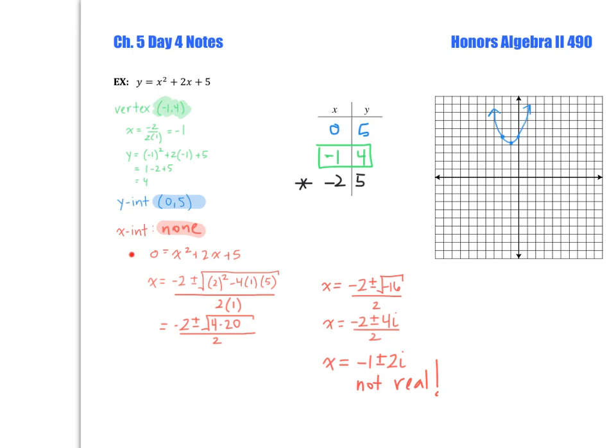So going back to this x-intercept, there is no real x-intercept, which simply means that our graph isn't going to cross the x-axis, which is true. Our vertex is above the x-axis, and we open up, so we won't have any real x-intercepts.